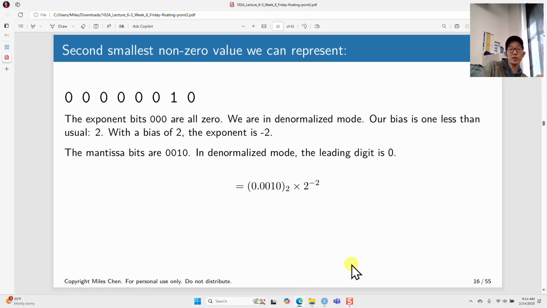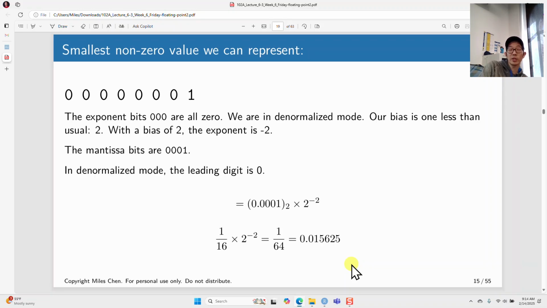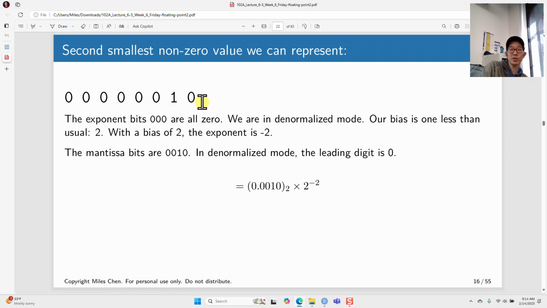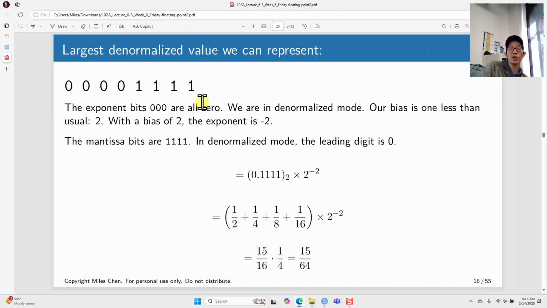Okay, so we've basically been counting up by 64ths. We started off here at 1/64, okay, and then this goes up to 2/64, then 3/64, 4/64, 5/64. We're at 15/64. Okay, what is the next number going to be?